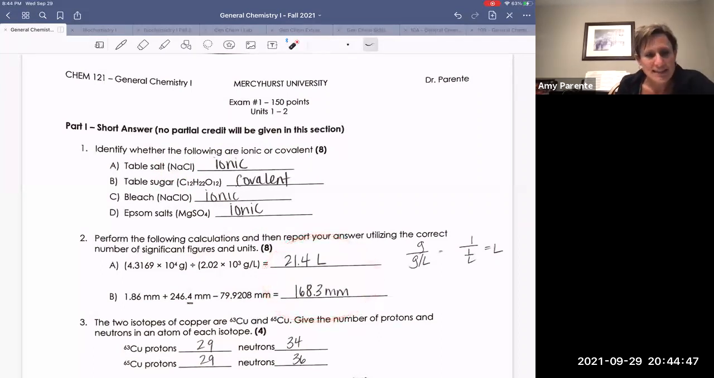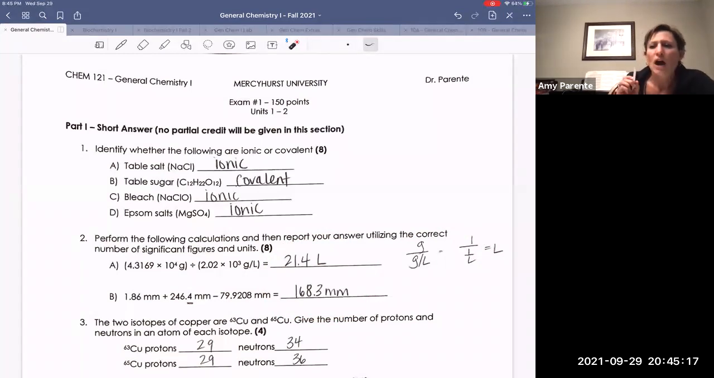A couple people missed things here. Important pieces to think about were what the units were for your answer, and then how many significant figures. Some people didn't get the units right. If you're taking grams and dividing by grams per liter, that ends up giving you units of 1 over 1 per liter, which ends up giving you units of liters. If you didn't have the units and the significant figures right, you needed everything right here, so I think a number of people missed some things there.